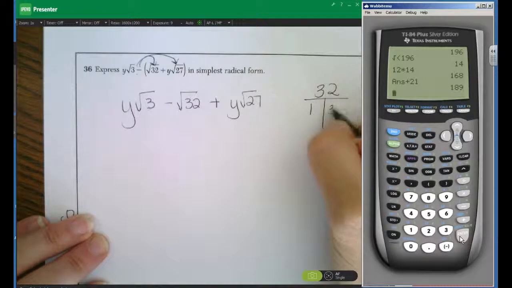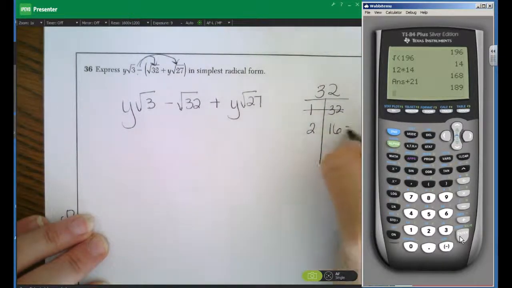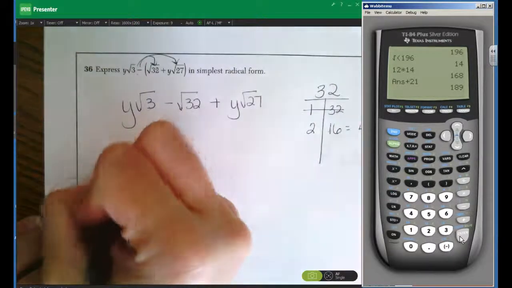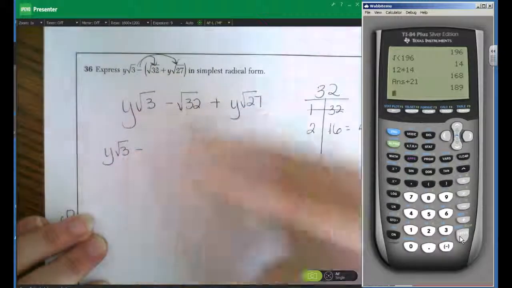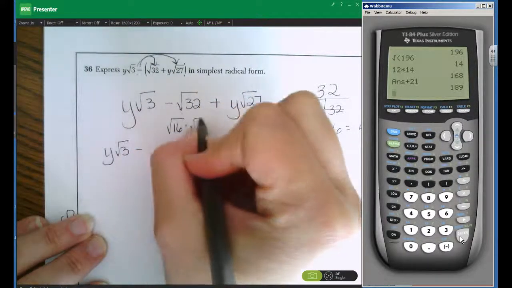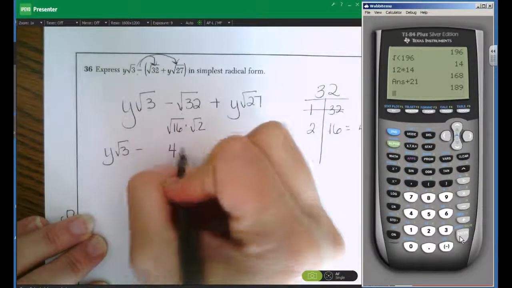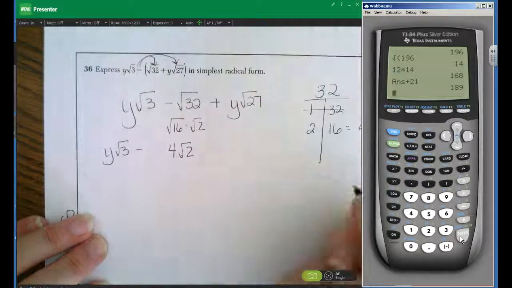Let's see if we can simplify the 32. Well, I know I can't take the square root of 32. 2 goes into 32 16 times. The square root of 16 is 4. So I know I can break that down. So we have y square roots of 3 minus, well, this is the same thing as the square root of 16 times the square root of 2. Square root of 16 is 4. 4 square roots of 2, so we simplified that.